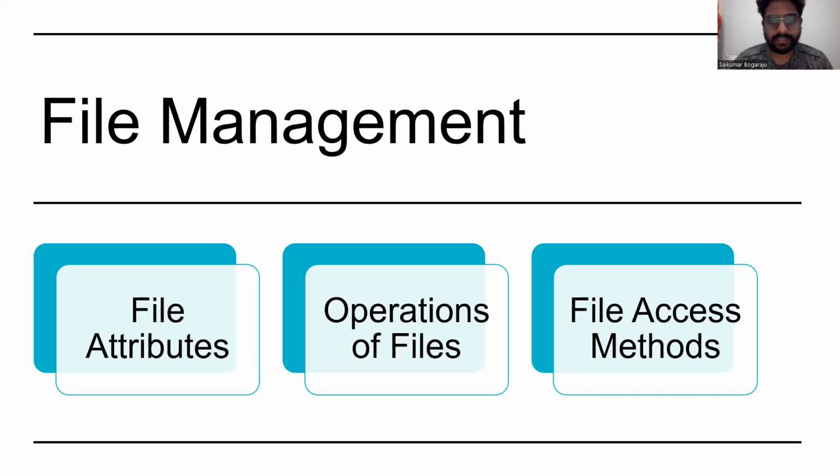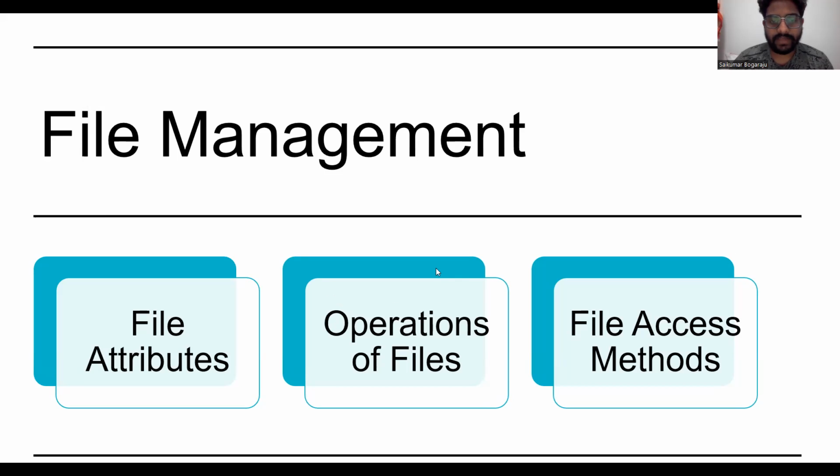And the next thing is file management. In file management, we have mainly three things: file attributes, file operations, and file access methods. So first, what is file management? File management is a course that teaches how to properly manage files and change settings in the Windows operating system. Here in file management, we can move a file, copy a file, remove a file, rename a file, we can do anything on files.